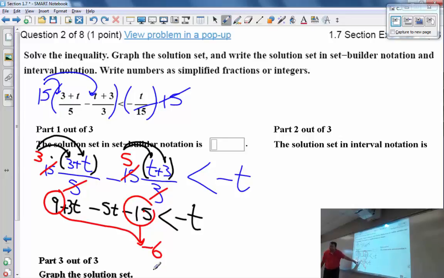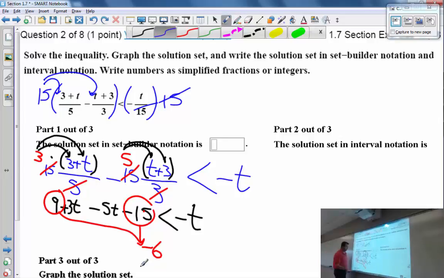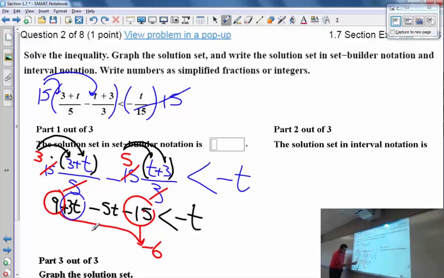Alright, 3t and minus 2t make negative 2t. Negative 2t minus 6 less than minus t. Okay?